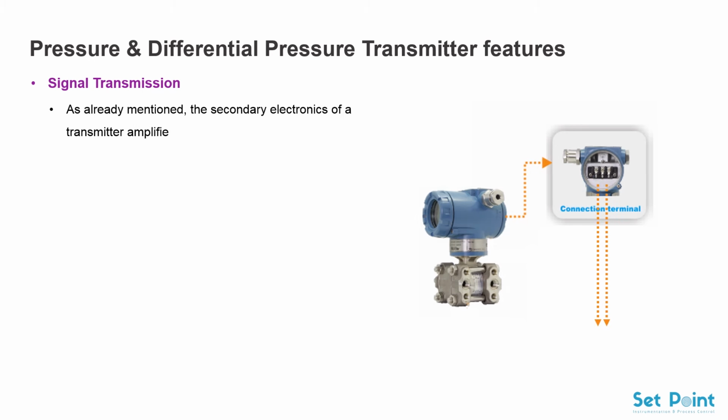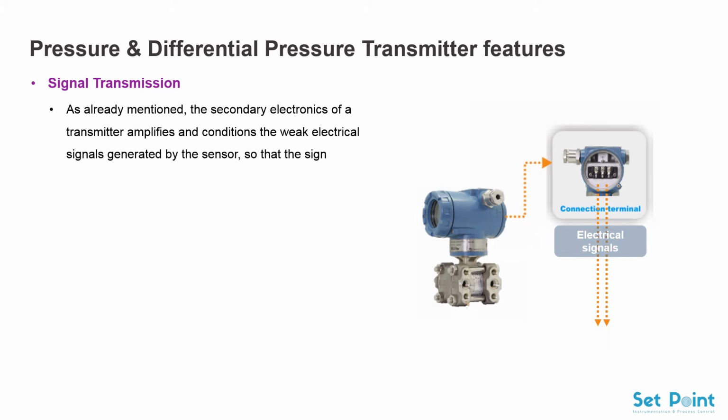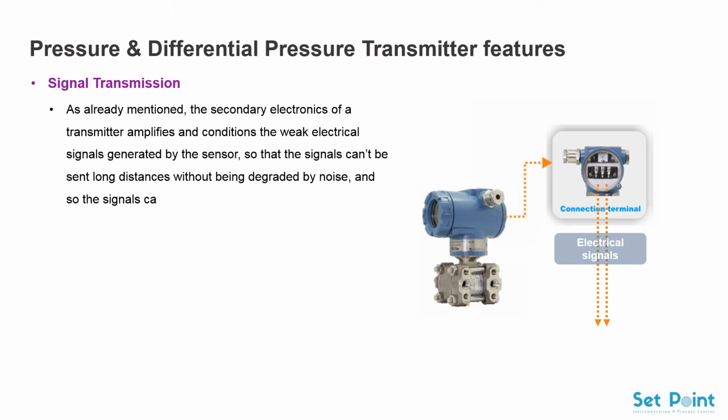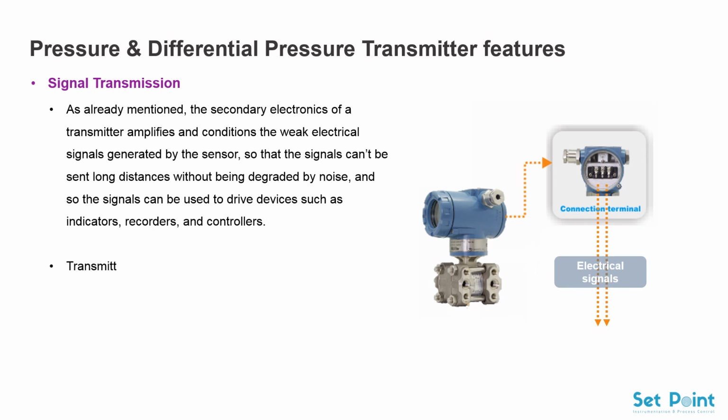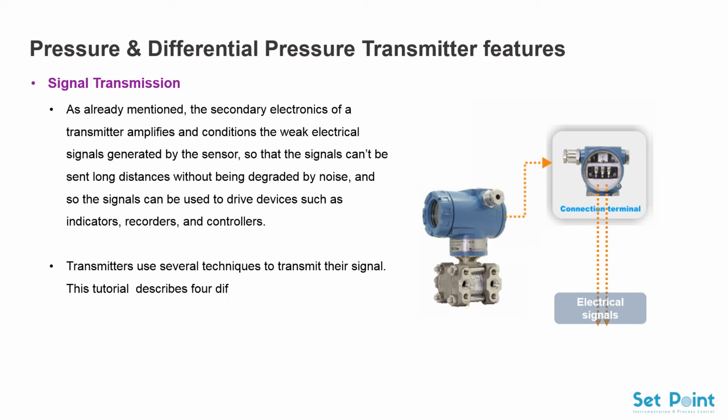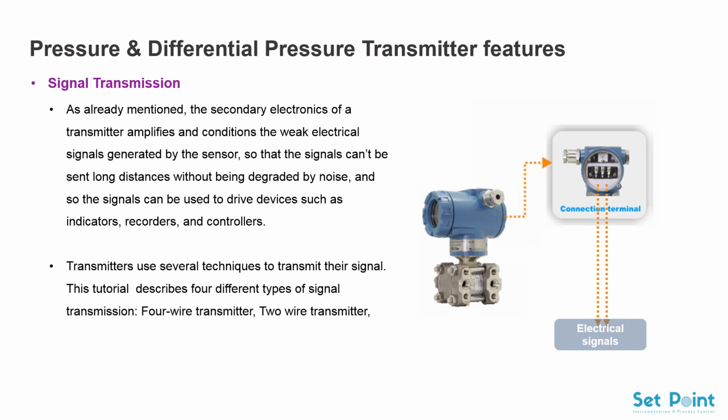Signal transmission. As already mentioned, the secondary electronics of a transmitter amplifies and conditions the weak electrical signals generated by the sensor, so that the signals can be sent long distances without being degraded by noise, and so the signals can be used to drive devices such as indicators, recorders, and controllers. Transmitters use several techniques to transmit their signal. This tutorial describes 4 different types of signal transmission: 4-wire transmitter, 2-wire transmitter, smart transmitter, and fieldbus transmitter.